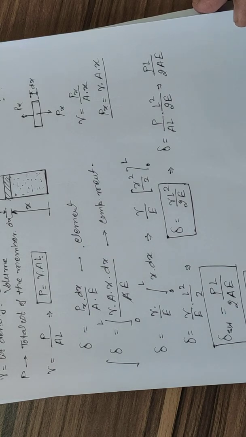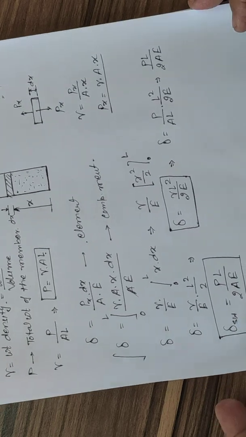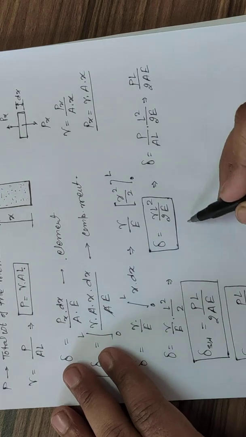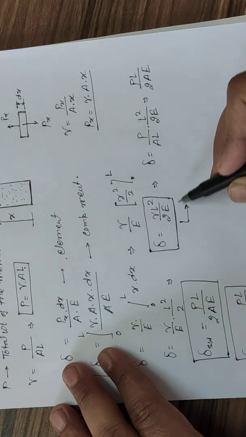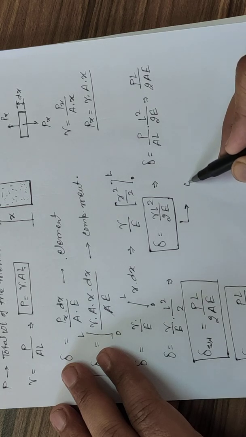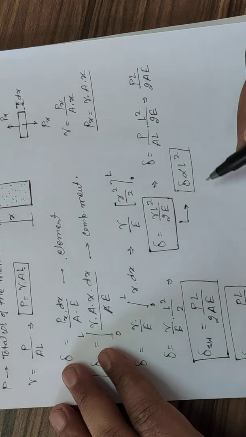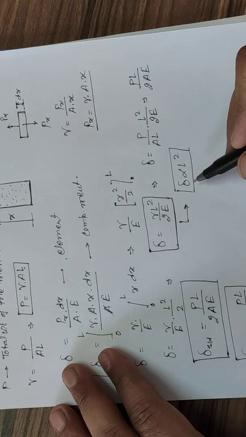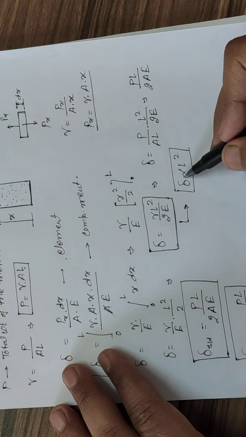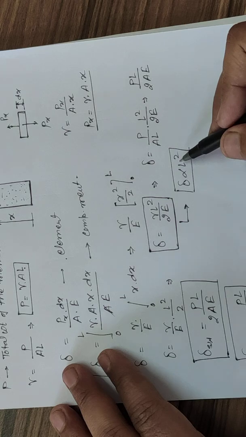This question was asked in one of the GATE exams: del is directly proportional to L square. Means the variation of del with respect to L is in the fashion of L square.